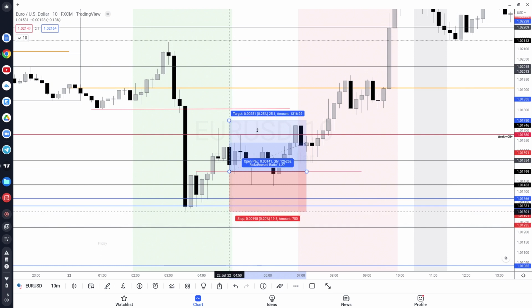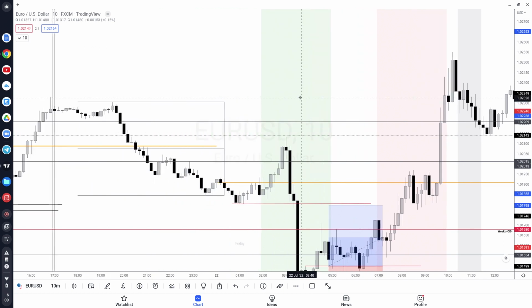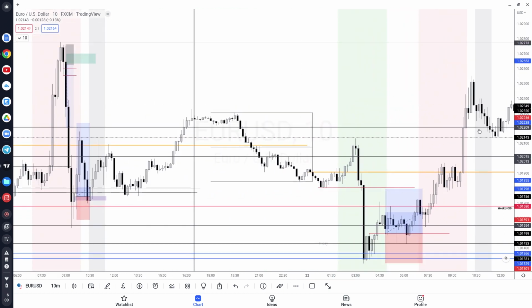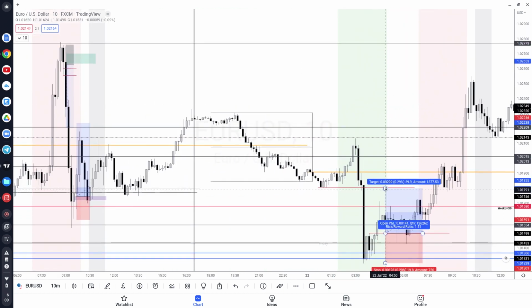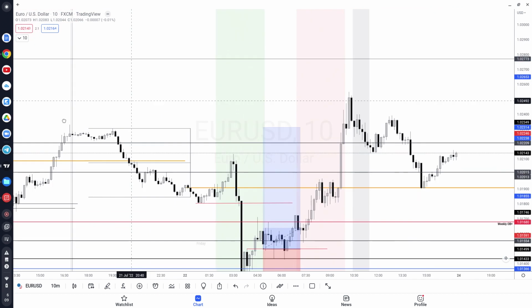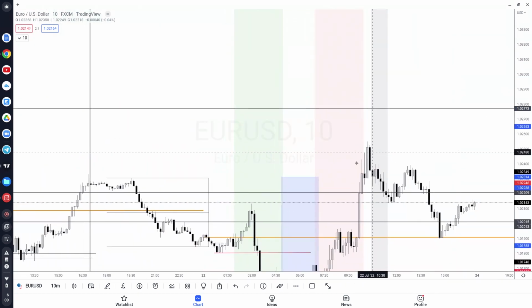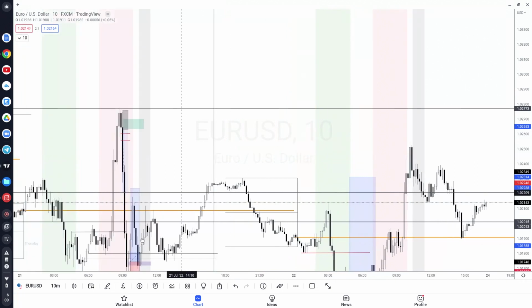Boom, 19 pips. And then I would be targeting or aiming at previous day's high. Of course, I don't think price got to previous day's high, but I would at least aim towards it. Relatively equal highs at the Asia high. Alright, and then this here.